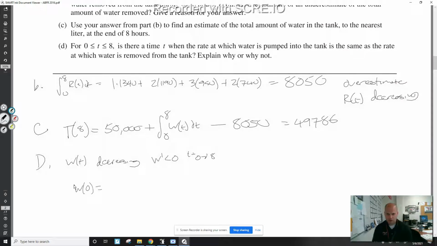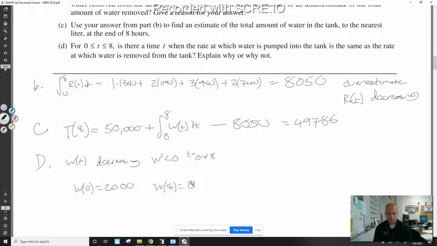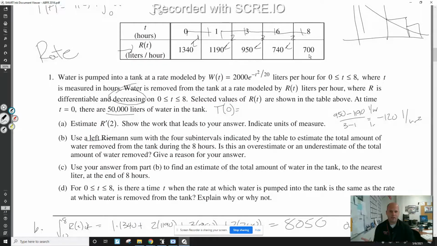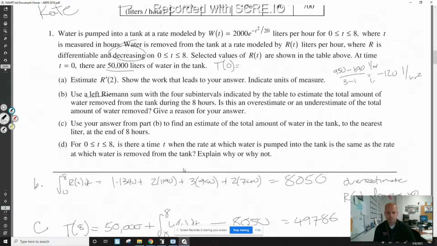Now, it starts at 2000. W of 0 is 2000. W of 8 equals 81.52. Might as well use the third decimal: 524. Okay. R starts as 1340 and ends at 700. R of 0 is 1340. R of 8 is 700.